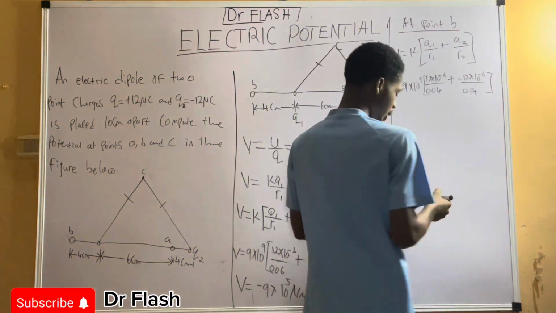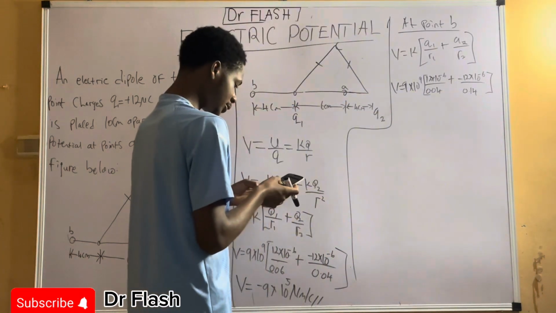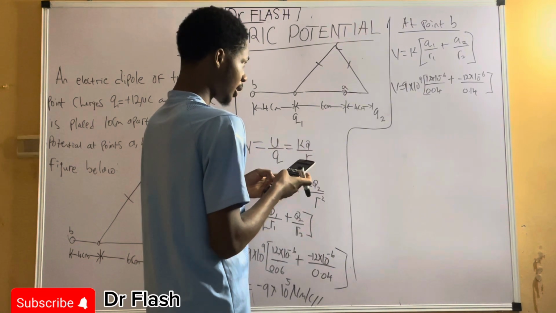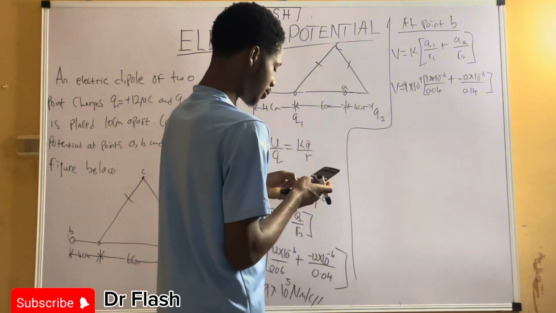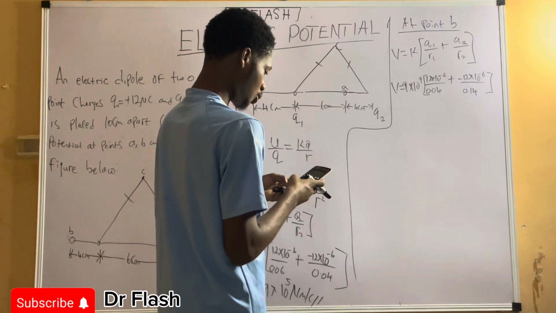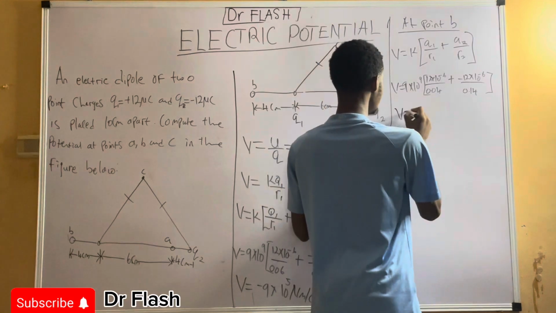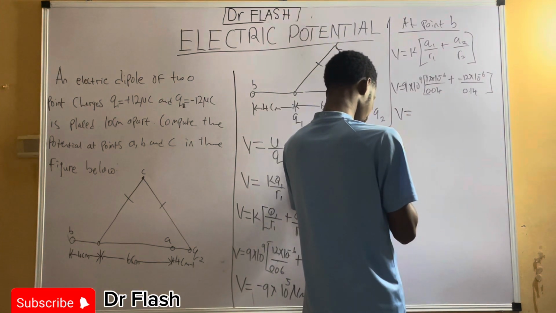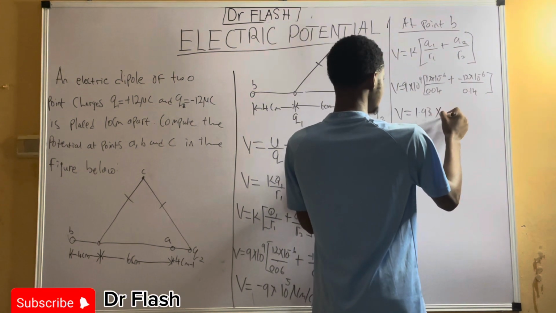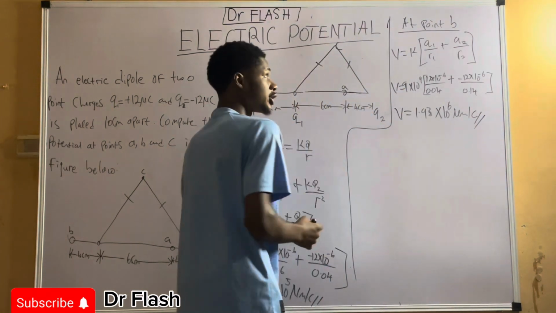So 14 centimeter in meter is 0.14 meter. Now if we do the same thing on our calculator: 9 times 10 to the power of 9, times 10 to the power of minus 6, times 12 divided by 0.04, minus 12 divided by 0.14. What are we going to get? We're going to get a value of V as 1.93 approximately, times 10 to the power of 6 newton meters per coulomb. That's going to be the value for the electric potential at point B.